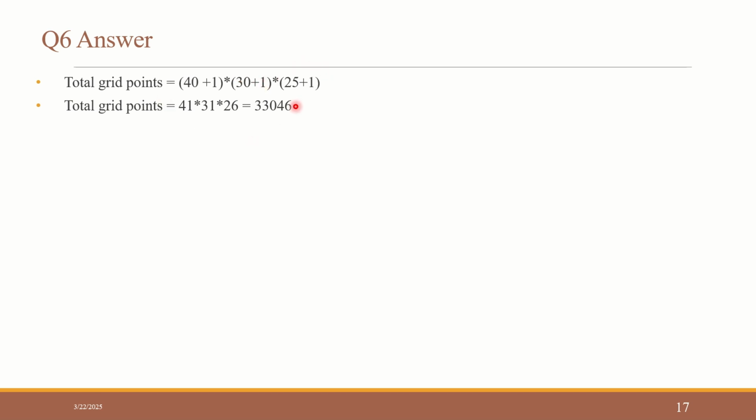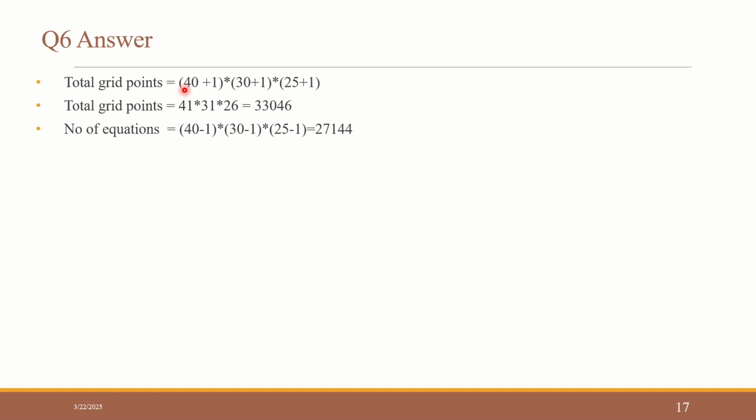So we are getting 33,046. So the total number of equations which we need to solve will account for the interior points. So we need to subtract 1 from the total intervals. So it is 40 minus 1, 30 minus 1 into 25 minus 1. So it is 39 into 29 into 24.